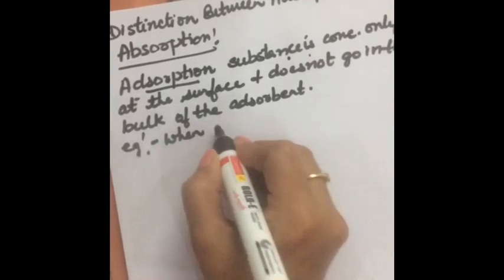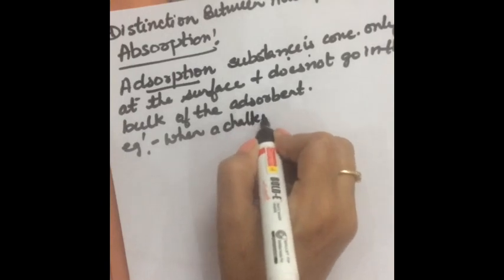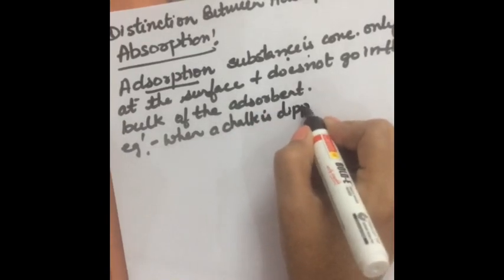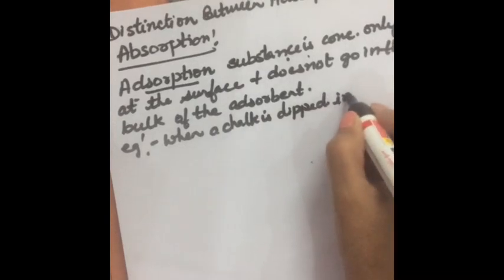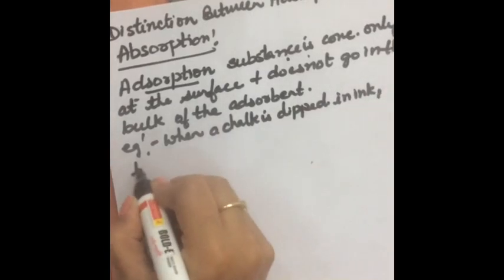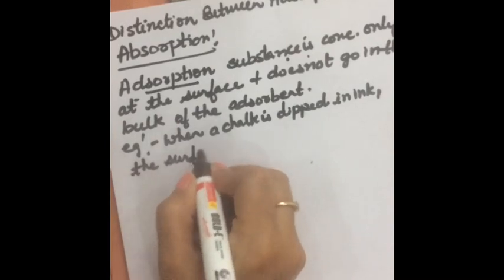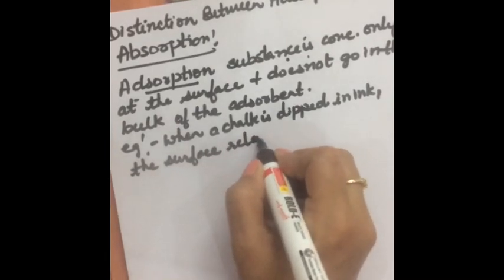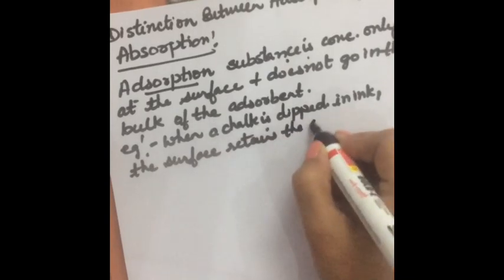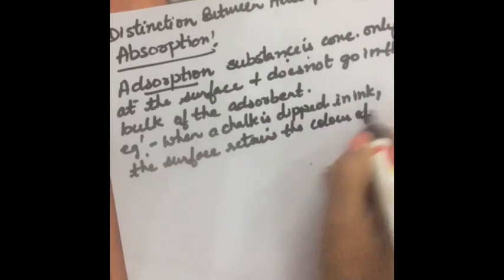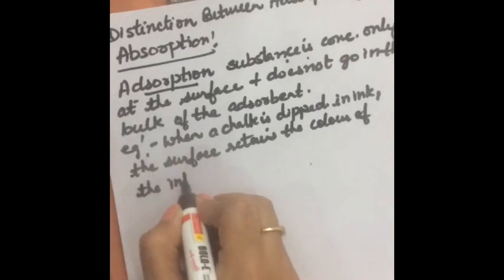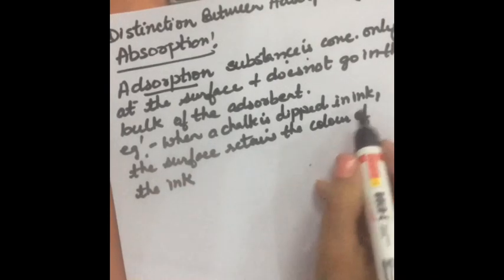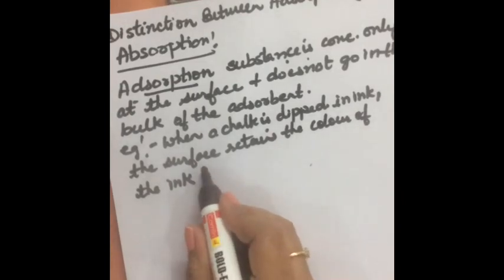when a chalk is dipped in ink, the surface retains the color of the ink. So when a chalk is dipped in ink, the color of the ink will come only on the surface of the chalk. It does not go inside. So which phenomenon is taking place here? Adsorption.